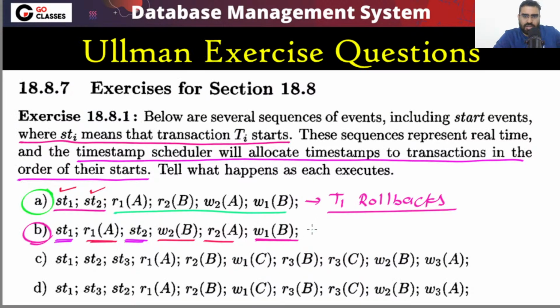Okay. But because the question is asking for timestamp protocol, here also I can say that T1 will roll back.